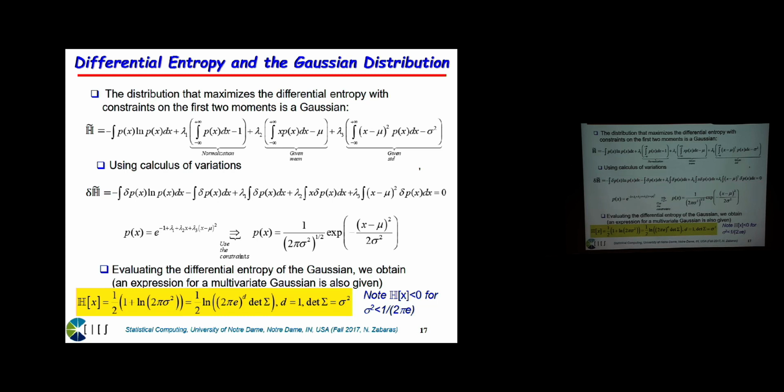Anyways, if you maximize this, you take the derivatives also with respect to lambda 1, lambda 2, lambda 3 to satisfy the constraints. It turns out that the maximum entropy distribution is the Gaussian. And I give you the result here for a multivariate Gaussian as well. I think later on in the slides I give you the proof for that as well. Interestingly enough, the entropy for a Gaussian can be less than 0 for certain values of the variance. Okay, so don't be surprised by that.